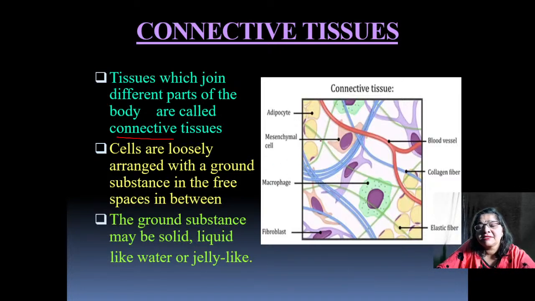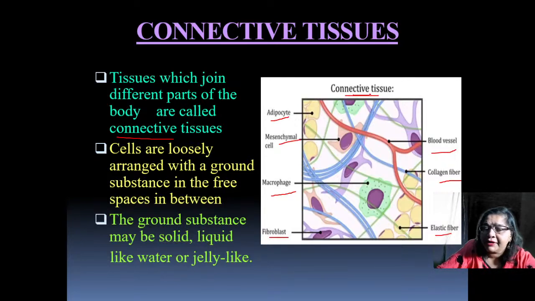You can see there are free spaces also in between them. Here you can see different types of cells: the adipocytes, the mesenchymal cells, the macrophages, the fibroblasts. You can see the blood vessel going through that tissue, and of course the collagen fiber, that is a protein fiber, and the elastic fiber, which is another type of fiber. So all these together form what is called the connective tissue. Different types of tissues combine together and form a connective tissue.